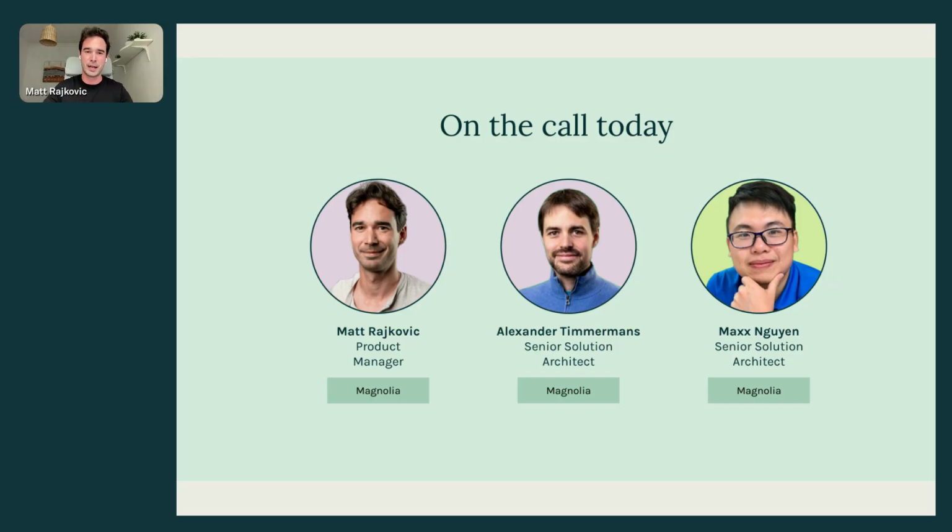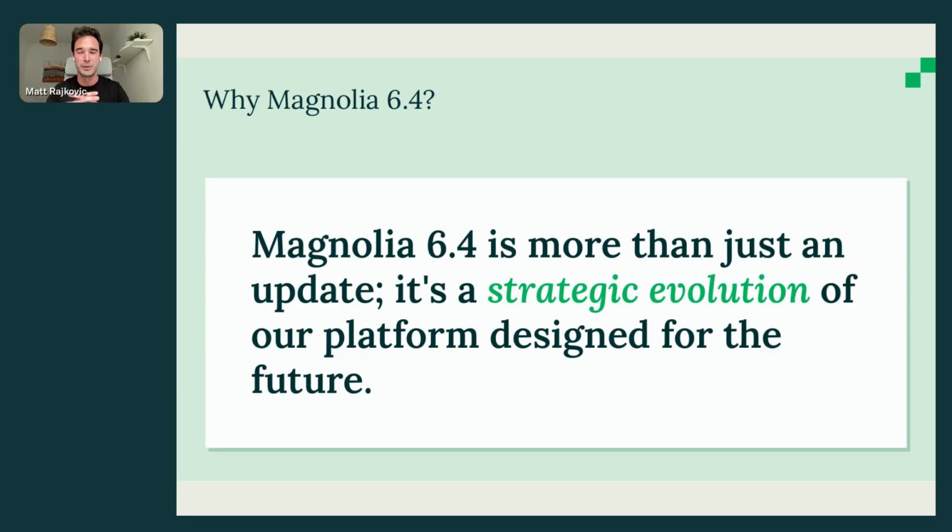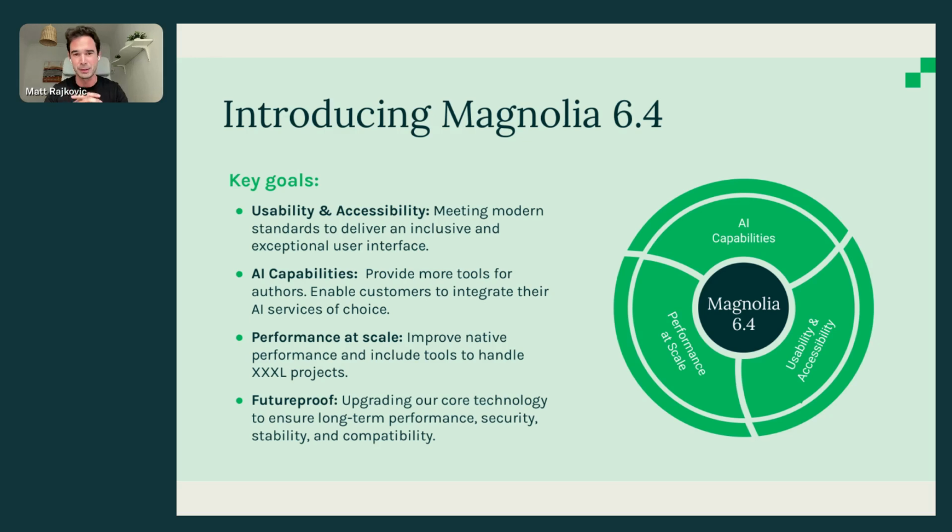So first of all, why Magnolia 6.4? Magnolia 6.4 is one of our biggest and most impactful releases that we had yet in Magnolia. It's not only an update, it's really a strategic evolution of our platform designed for the future. Why? You will see around these 4 topics that we have as part of Magnolia 6.4. First of all, usability and accessibility. 6.4 is an accessibility release. So we will be meeting modern standards and improving the user experience, also make it more inclusive, more accessible, etc.